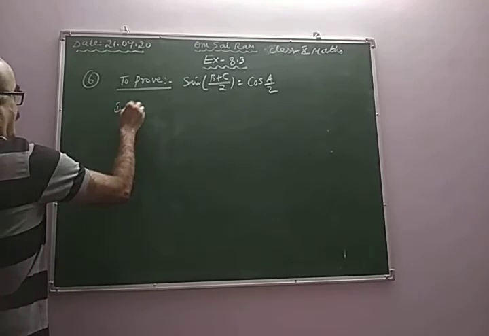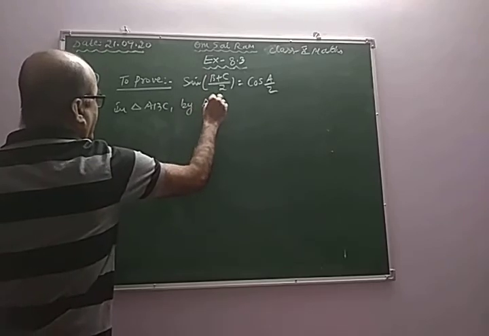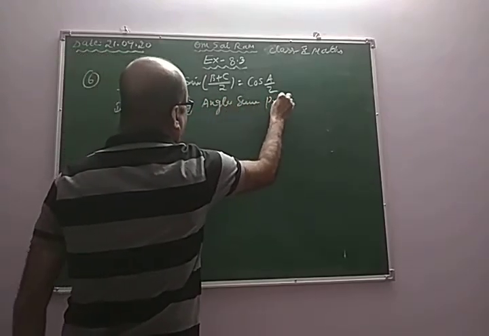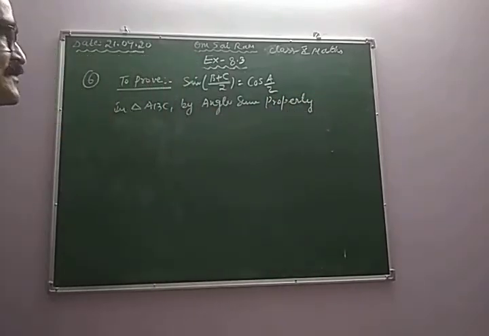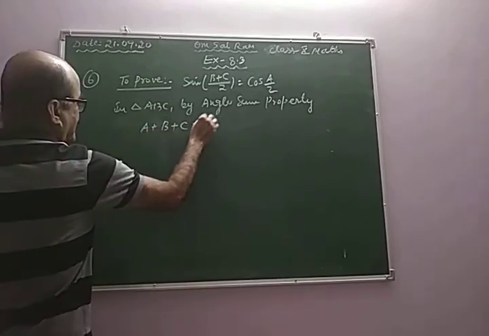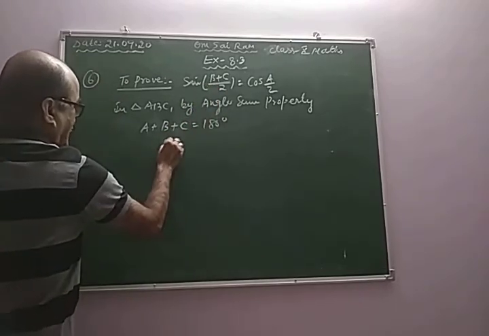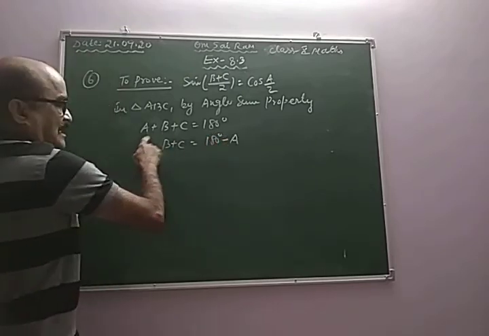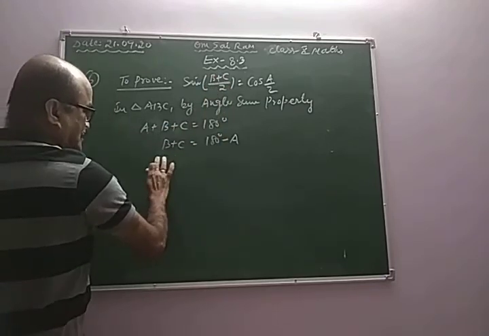So in triangle ABC, by angle sum property, what is the angle sum property of a triangle? The sum of the interior angles of a triangle is 180 degrees. So angle A plus angle B plus angle C is equal to 180 degrees. We need to find B plus C, so find B plus C first. B plus C is equal to 180 minus A. This plus A will be transposed as minus A. Now we need B plus C by 2, so divide both sides by 2.